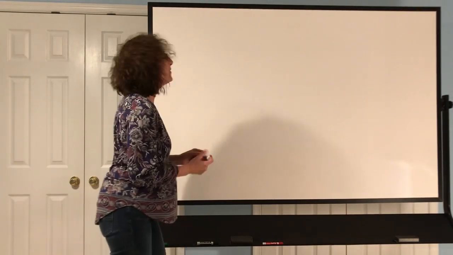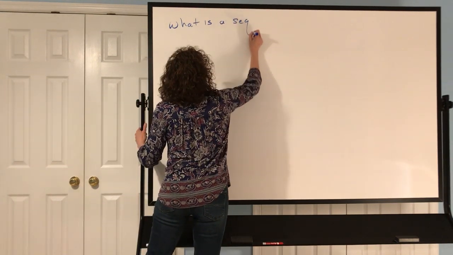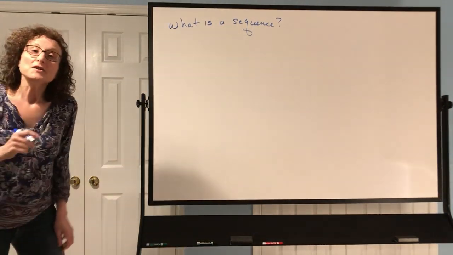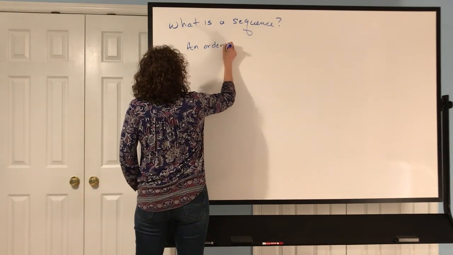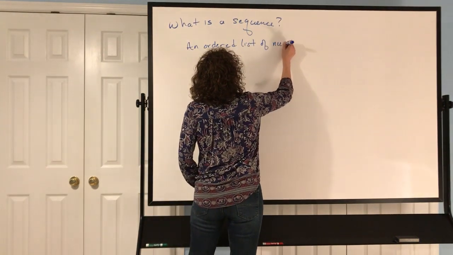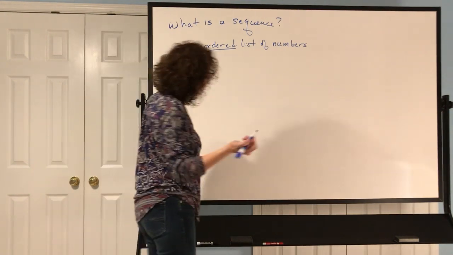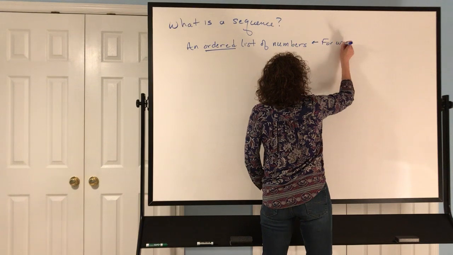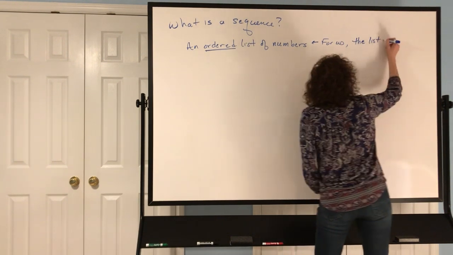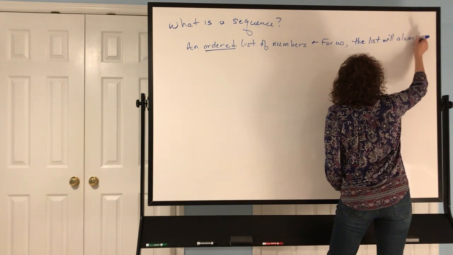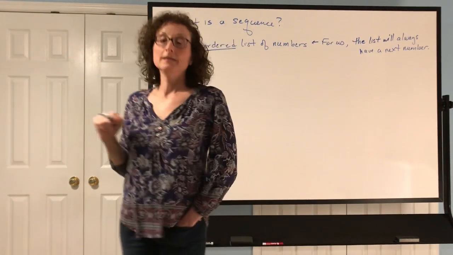Okay, so what is a sequence? Essentially, a sequence is an ordered list of numbers. There is an ordering to the numbers. And for us, the list will always have a next number. So it's not finite, it's infinite.